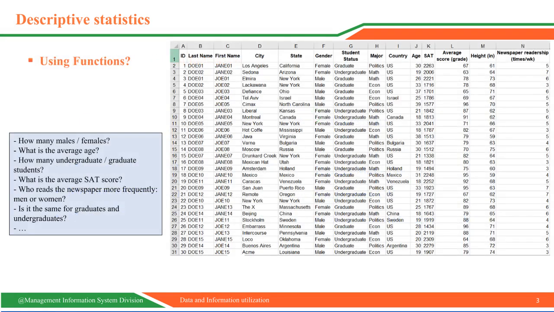Let's look at some typical questions that descriptive statistics can help us answer. For example, how many males and females are in the dataset? What is the average age of the participants? In cases where we need to calculate multiple statistical indicators, using individual functions would take a lot of time. Therefore, we can use the data analysis tool in Excel.